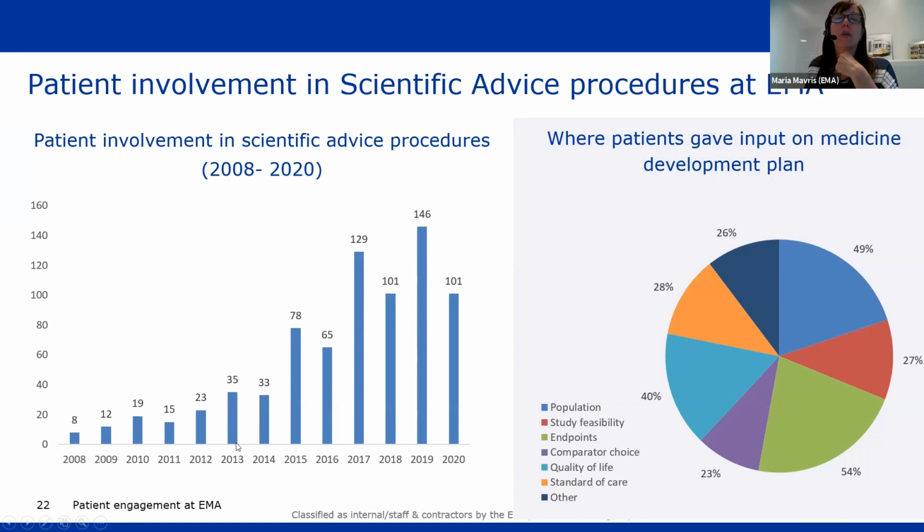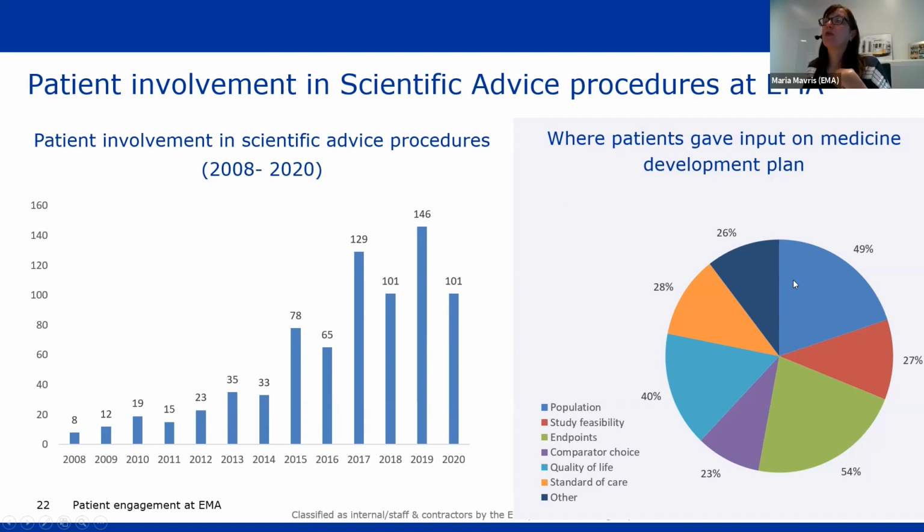And also here in 2013 is when we started doing joint scientific advice with health technology assessment bodies too. So now we have scientific advice for orphan medicines, for all medicines, as well as joint with health technology assessment reflected in these numbers.